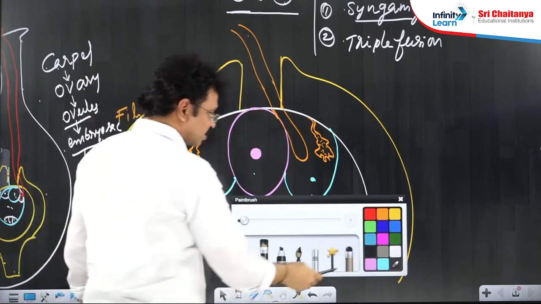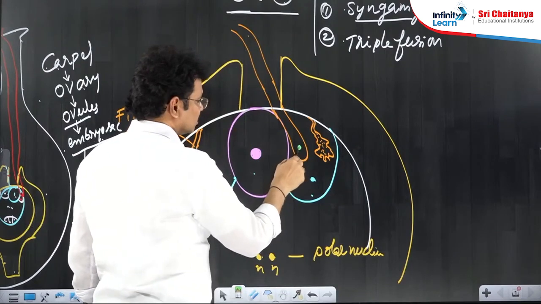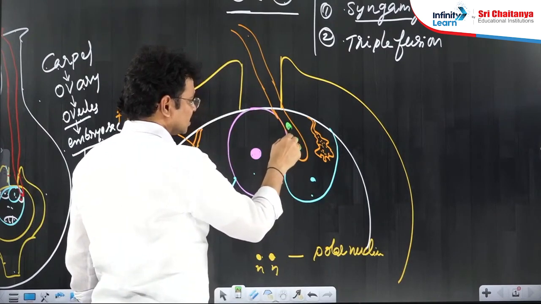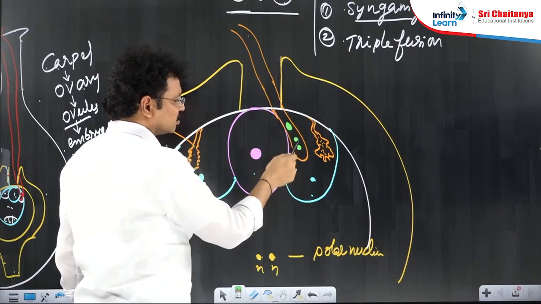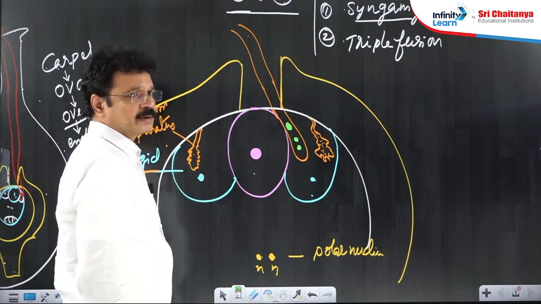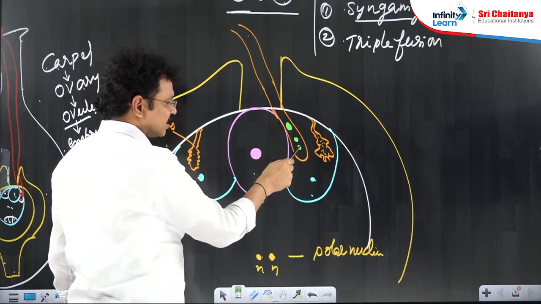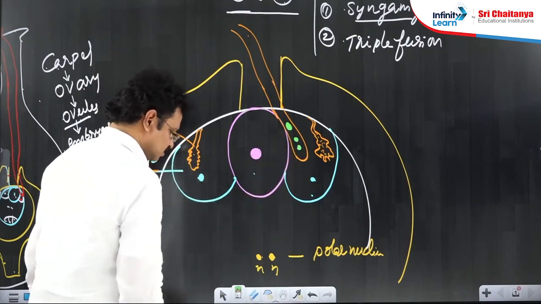What structures are found inside the pollen tube? 2 sperms and 1 vegetative cell. The maximum number of cells in the pollen tube is 3. One is the vegetative cell, the remaining 2 are sperms.